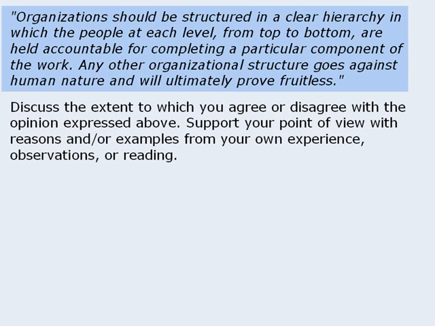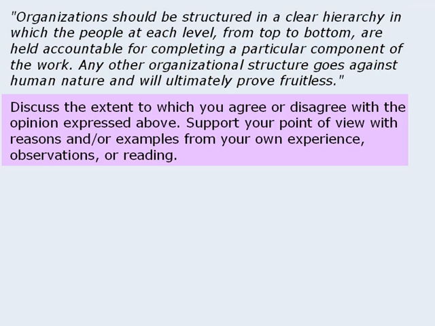It says that organizations should be structured in a clear hierarchy in which the people at each level, from top to bottom, are held accountable for completing a particular component of the work. Any other organizational structure goes against human nature and will ultimately prove fruitless. So the issue here is whether or not organizations benefit the most from a clear hierarchy in its organizational structure.